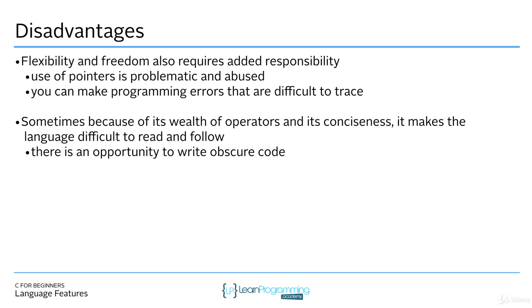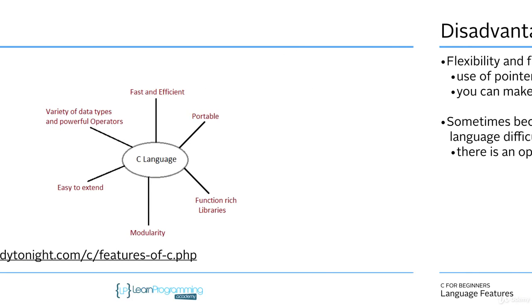Other things: because of its wealth of operators and its conciseness, it makes the language difficult to read and follow sometimes. For the most part, C is very easily readable. But if you use a lot of these different operators, that can make it more complex. So there's an opportunity to write obscure code, but any language can be badly written. You can use the English language when you speak and you can have bad grammar. It's no different when you use a programming language. But some say with C it's a disadvantage because of all these operators. If you use it incorrectly, it can be harder to follow the code.